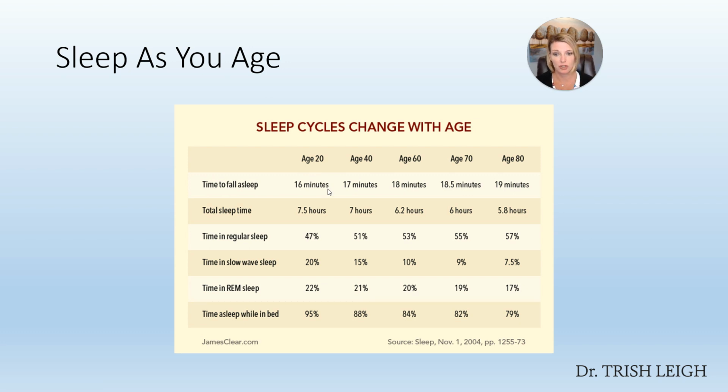Sleep cycles change too. And so what we see here is on average, it's going to take longer to fall asleep as a person ages. Total time necessary, or that the body naturally wants to sleep, decreases with age. Time in regular sleep increases with age. Time in slow wave sleep decreases. Time in REM decreases, and time asleep while in bed decreases. So there's differences at different ages.